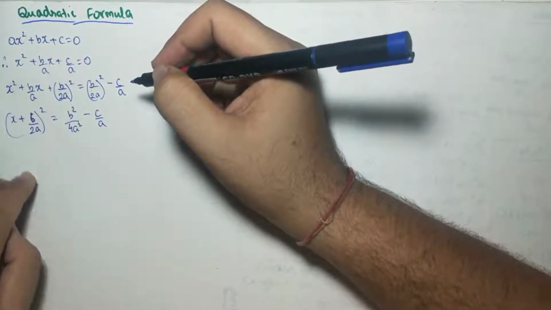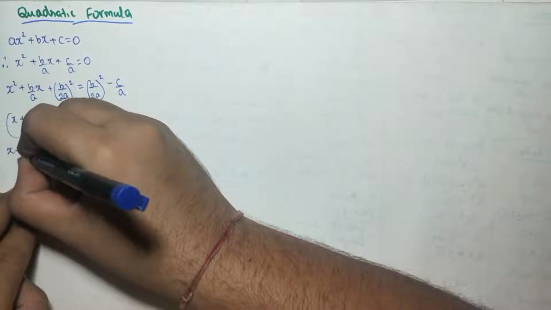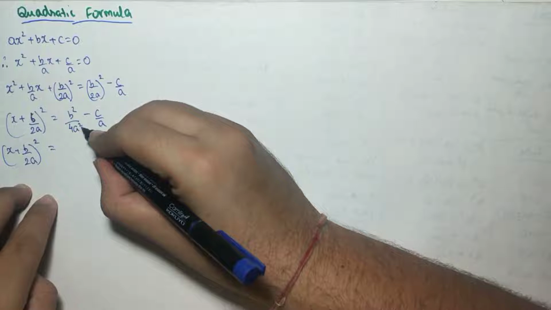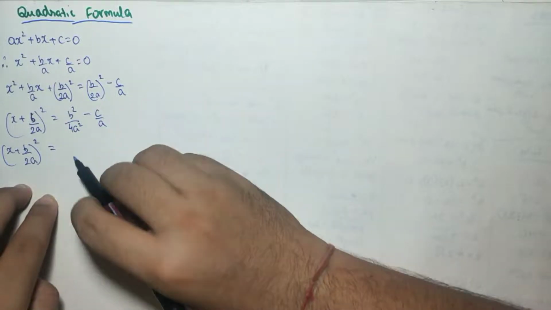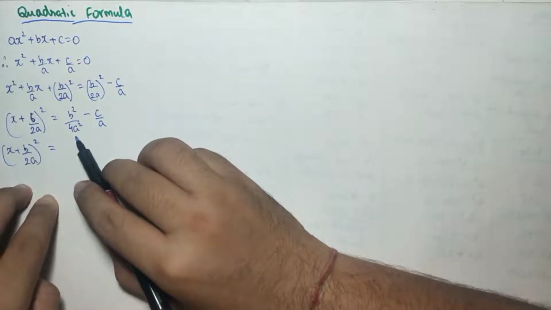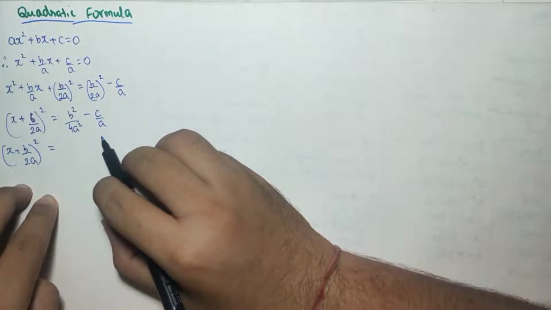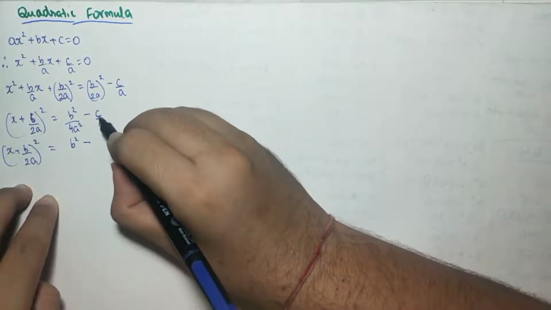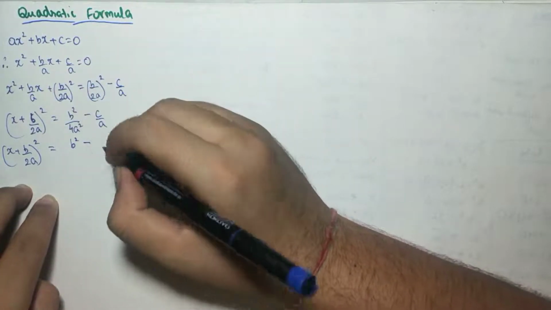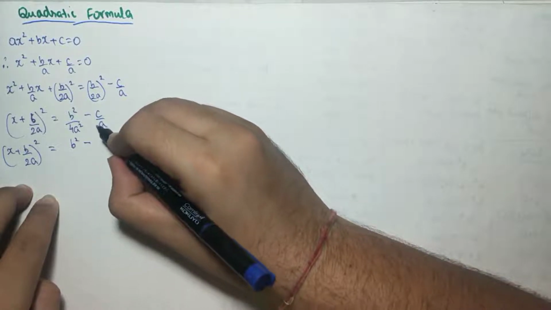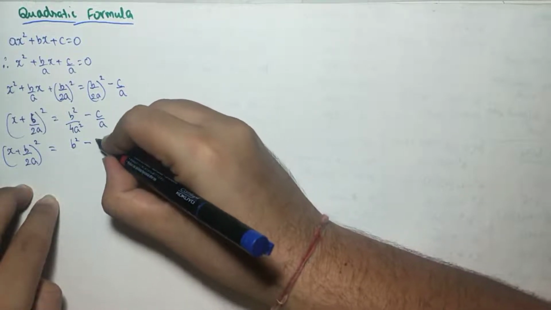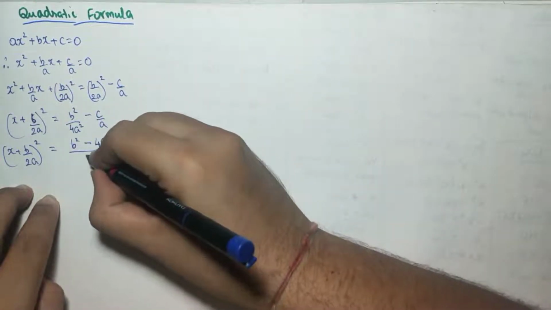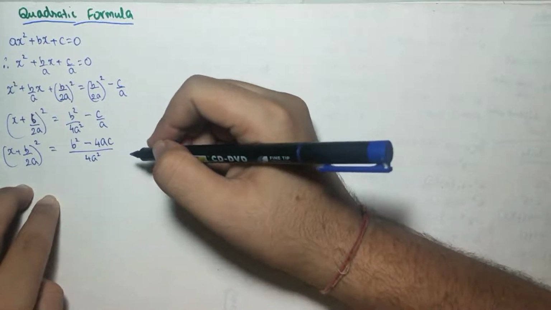I will keep the left hand side as it is: x plus b upon 2a whole square is equals to, now I will take the LCM on the right hand side. As you can see, the denominators are 4a square and a. The LCM would be 4a square. So the numerator will remain as it is, b square minus this c will get multiplied with 4 and a, because the term which is not present in the denominator is 4a. So it will become 4ac divided by 4a square.